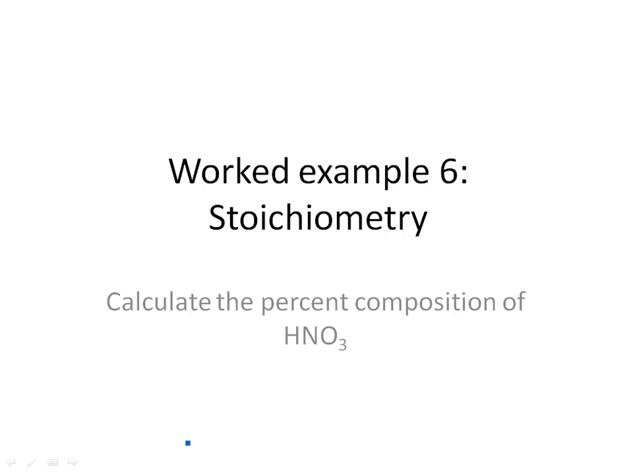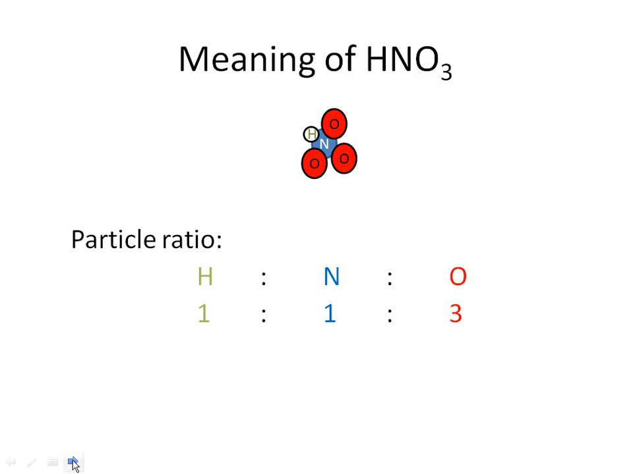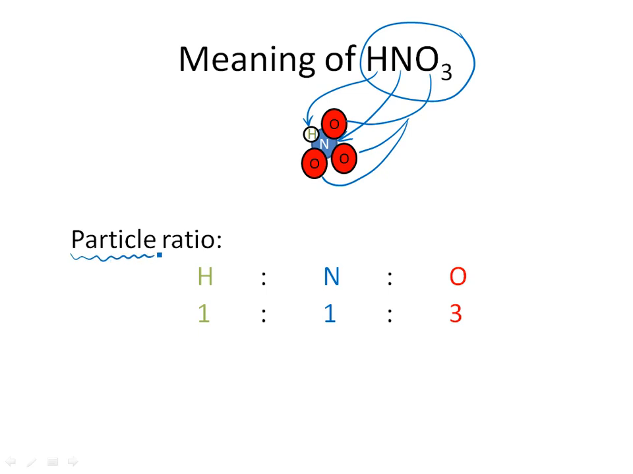Calculate the percent composition of nitric acid, HNO3. What is the meaning of the formula HNO3? It means that in each molecule there is one hydrogen atom bonded to one nitrogen atom bonded to three oxygen atoms. In other words, the particle ratio of hydrogen to nitrogen to oxygen is 1 to 1 to 3.